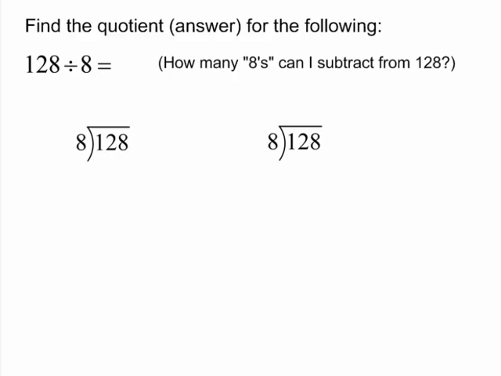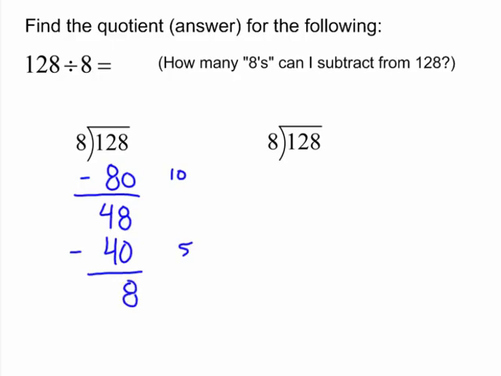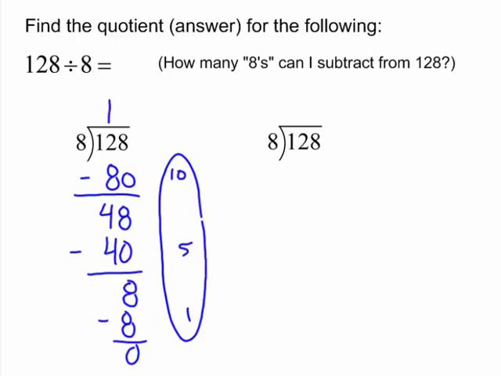128 divided by 8. So how many 8s can I subtract from 128? Well, I'm going to start with the nice friendly number of 10. So 10 times 8 is 80. I'm just going to make a little mark over here of 10. If I subtract 80 from 128, I end up with 48. If I know that 10 groups of 8 is 80, 5 groups of 8 should be half of that, or 40. So I could do another 5 groups pretty quickly, and I'm left with 8 left over. And then I just have to subtract one more group of 8 to have a 0 left over, and then I total up these numbers, and I find I get a 16.